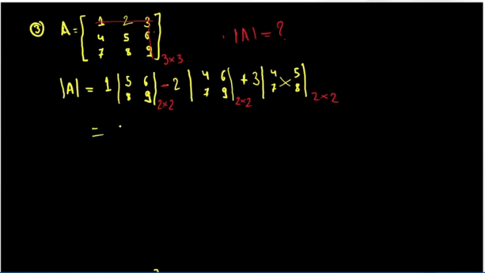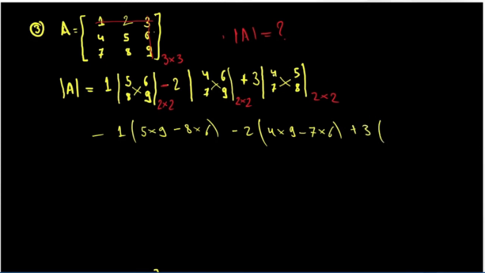Now I have to solve this equation, that is 1. I will multiply these two elements, that is 5 into 9 minus 8 into 6, minus 2. Similarly, I will multiply 4 into 9 minus 7 into 6, plus 3, 4 into 8 minus 7 into 5.